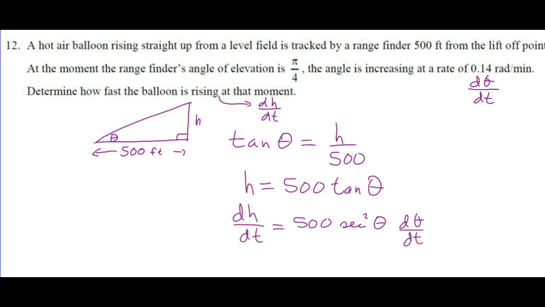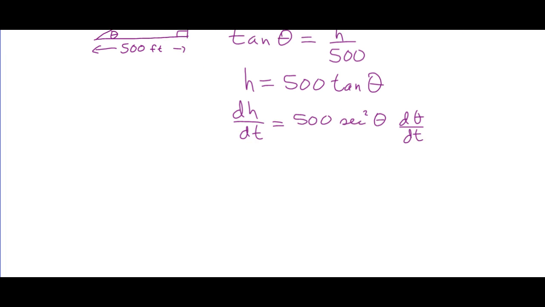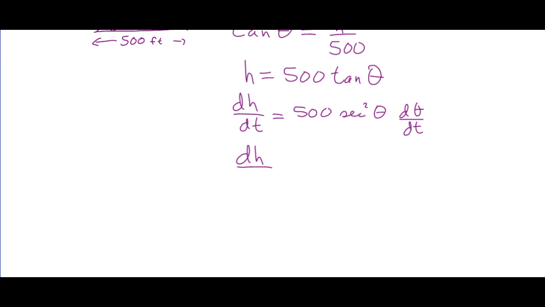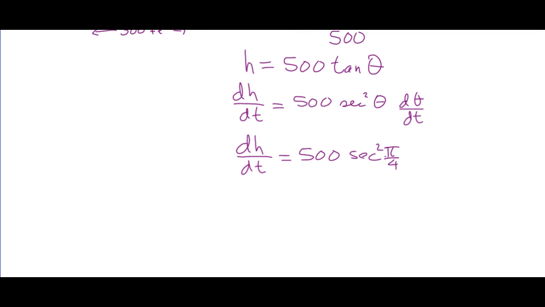Okay, so what do we know? Well, we know d theta by dt. We know theta, because at the moment the angle is pi over 4, and we want to find this. Okay, good. So we just have to sub in. dh by dt is 500 secant squared of pi over 4 times 0.14.